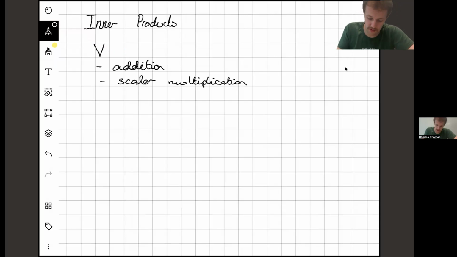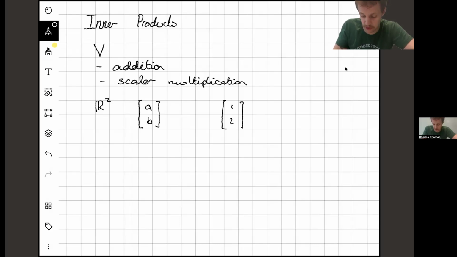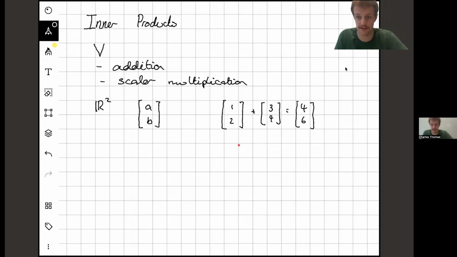And maybe just to remind you, we could look at something like R2, which is columns of numbers A, B, and we could add them in kind of the way you'd expect. So (1, 2) plus (3, 4) is (4, 6). And we could scale them also as you'd expect. So 5 times (3, 7) is (15, 35).